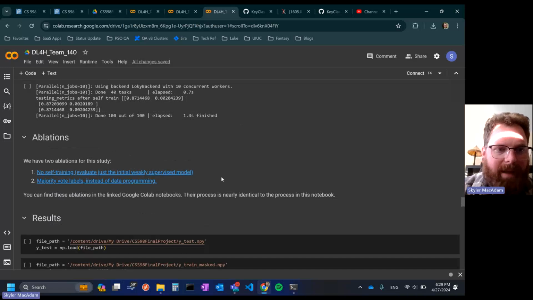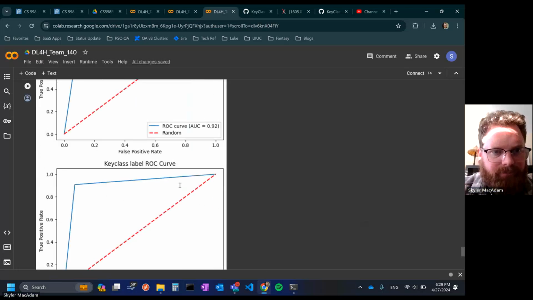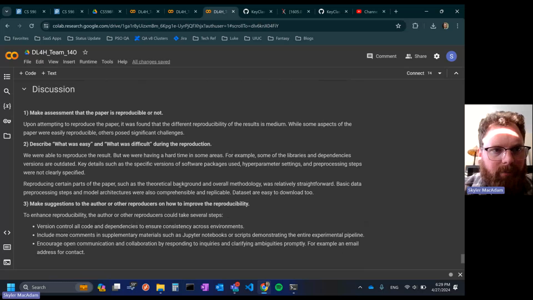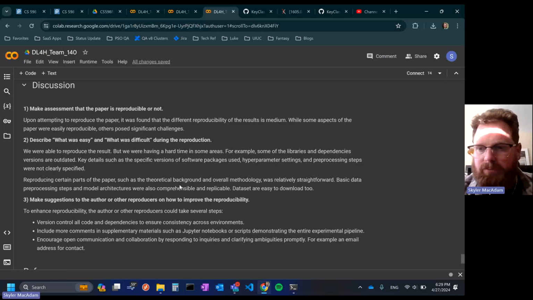And we have a couple of ablations. We try with no self-training and also using majority vote labels instead of the data programming framework. And then here are the results. I'll leave that for you to peruse. So we were able to reproduce generally the results of the paper.